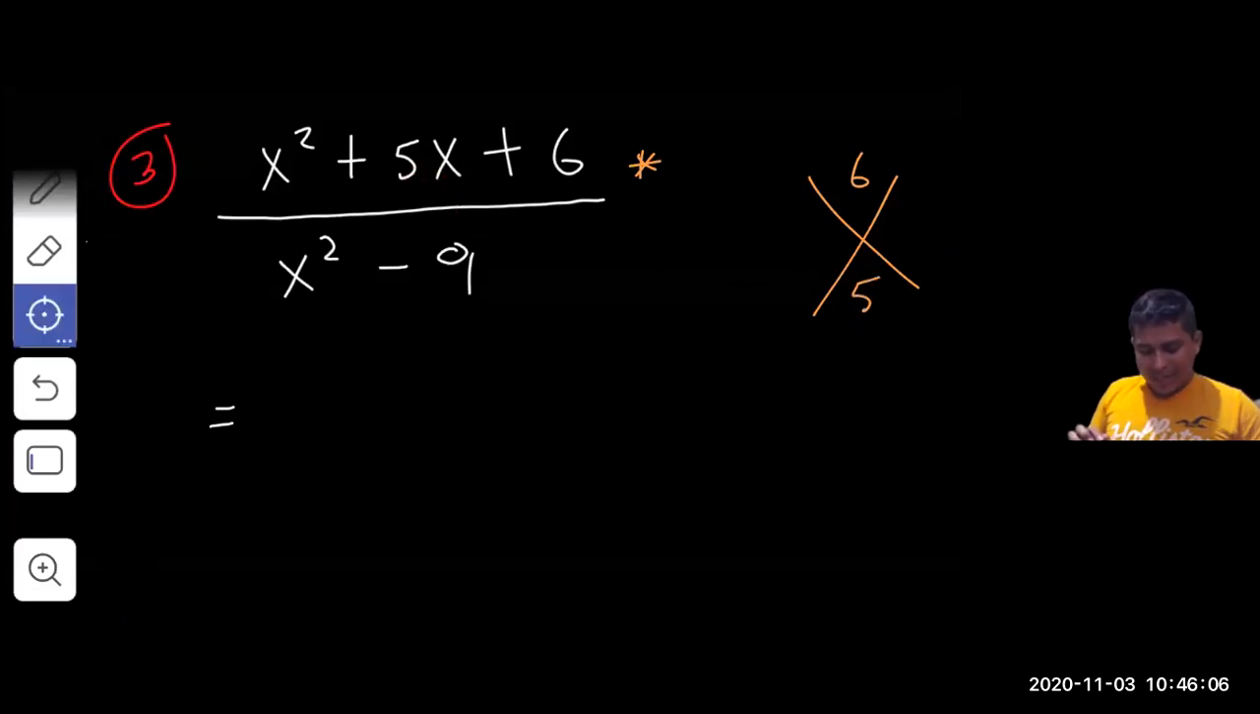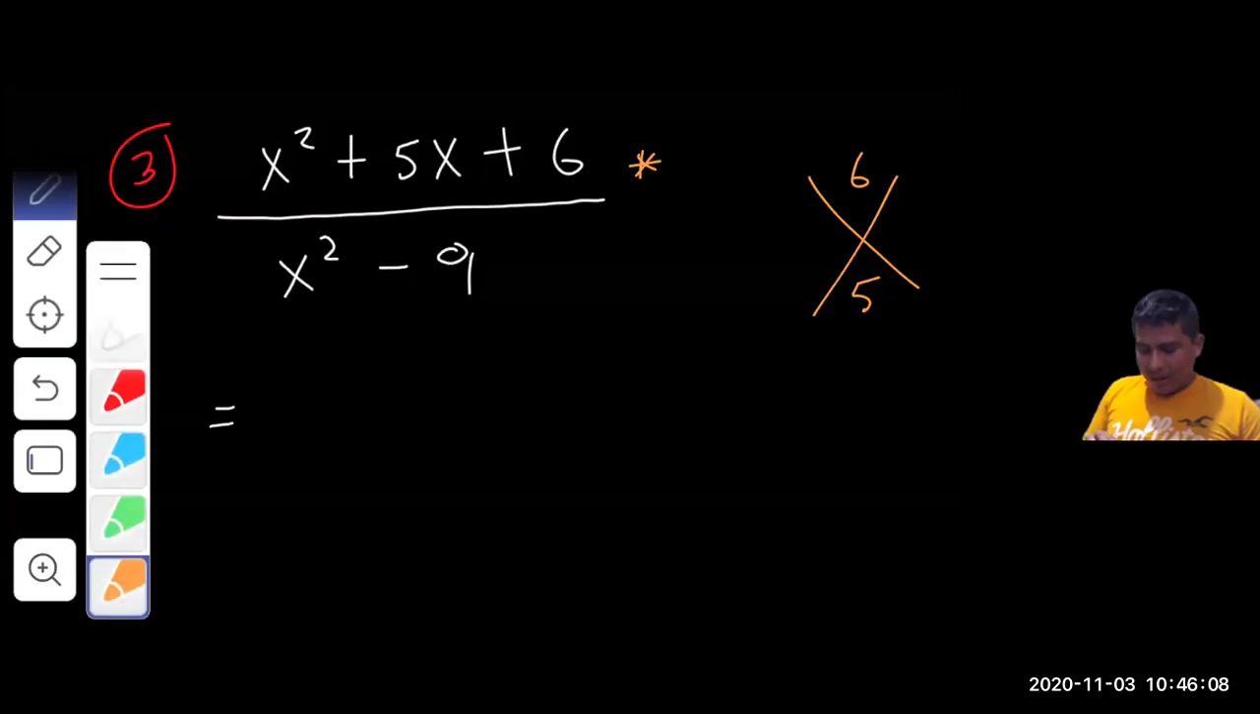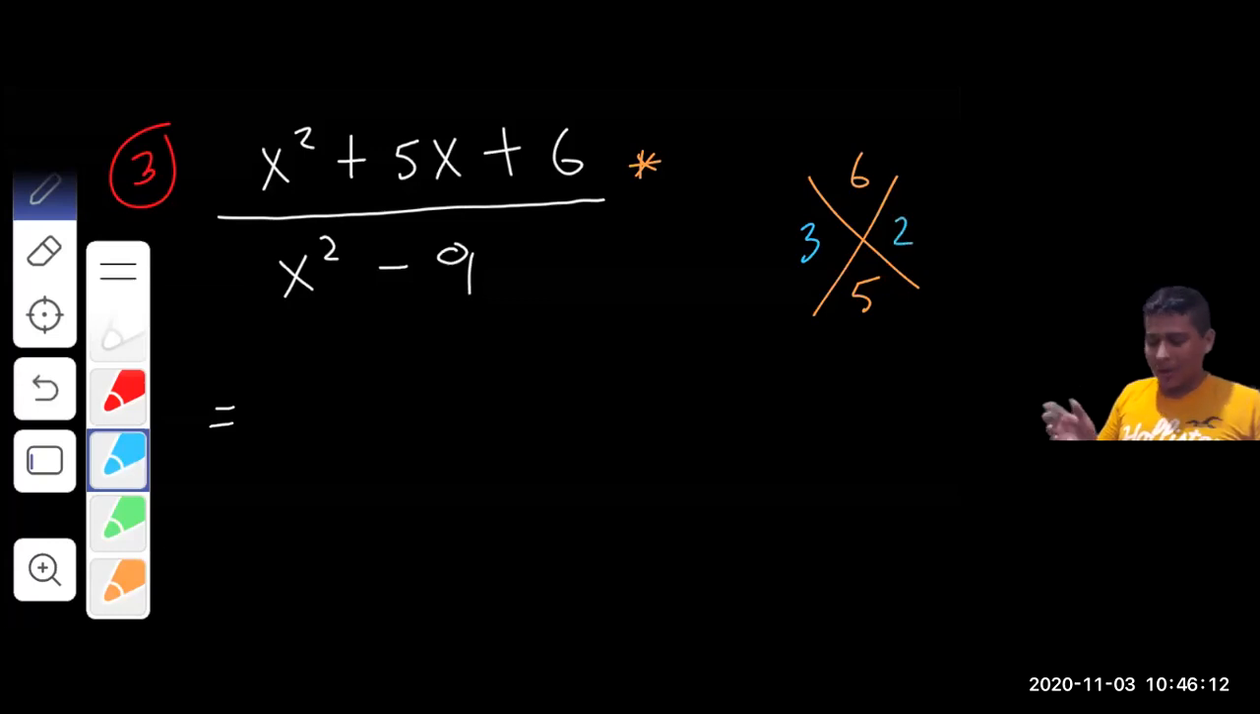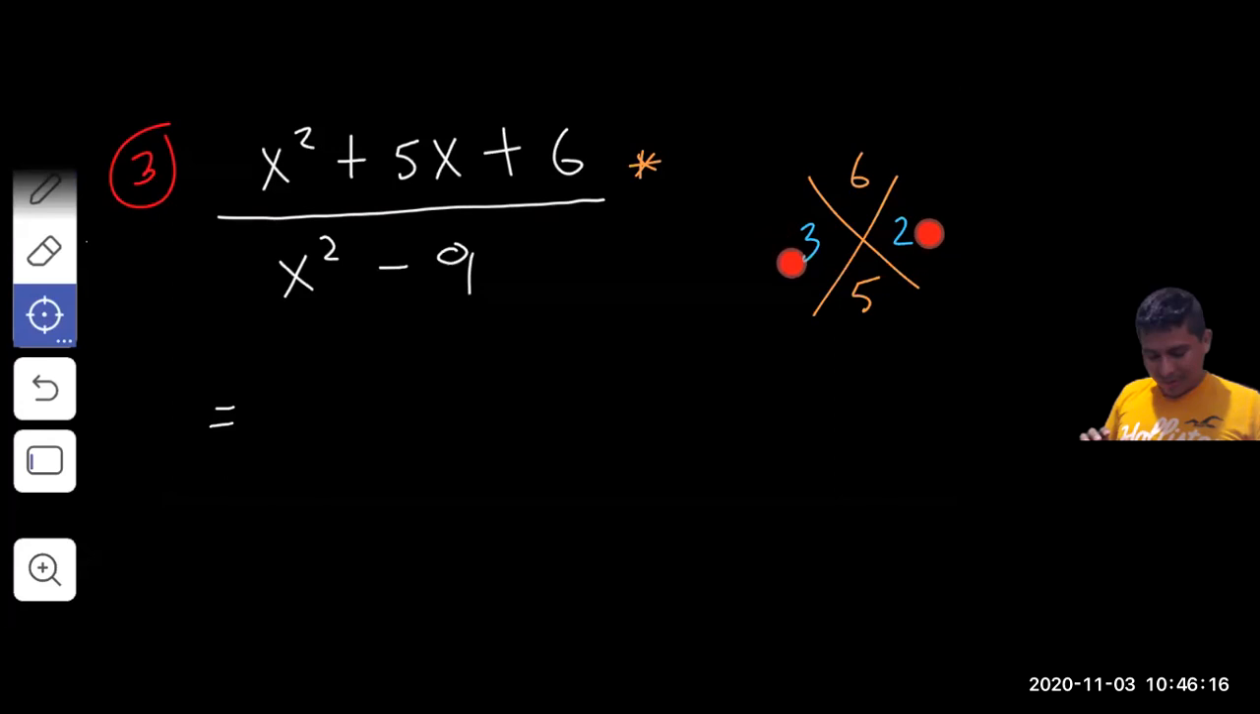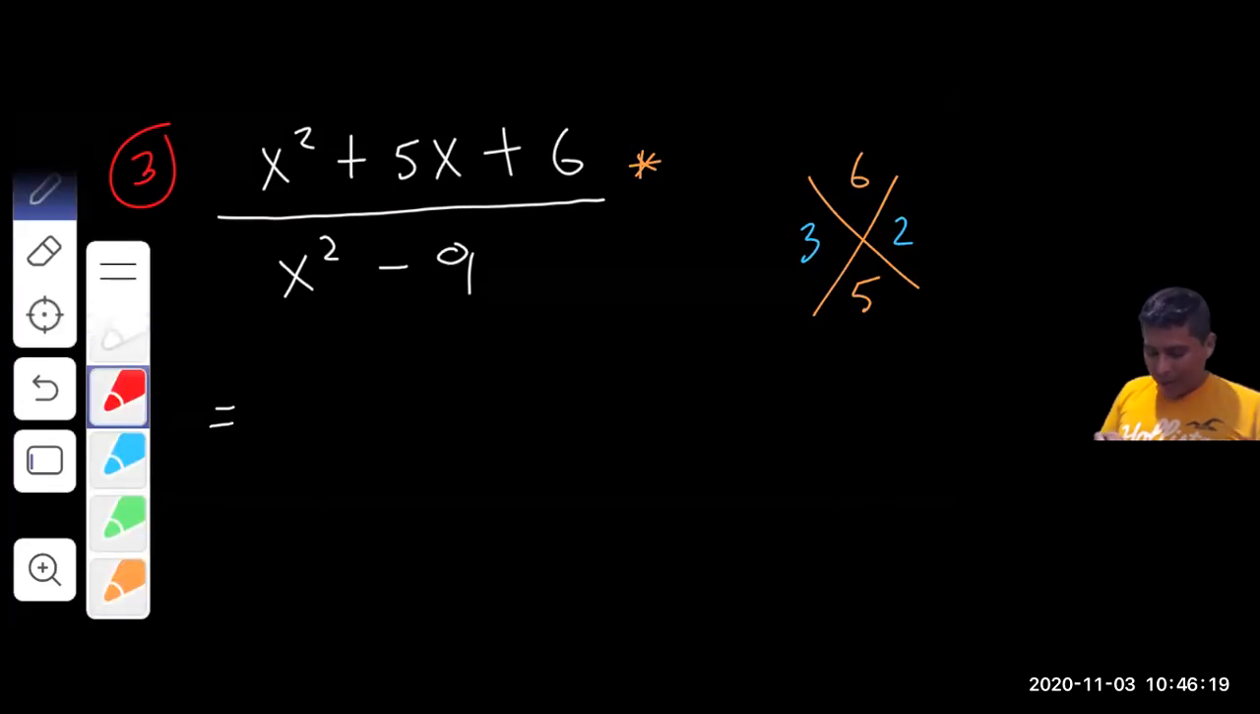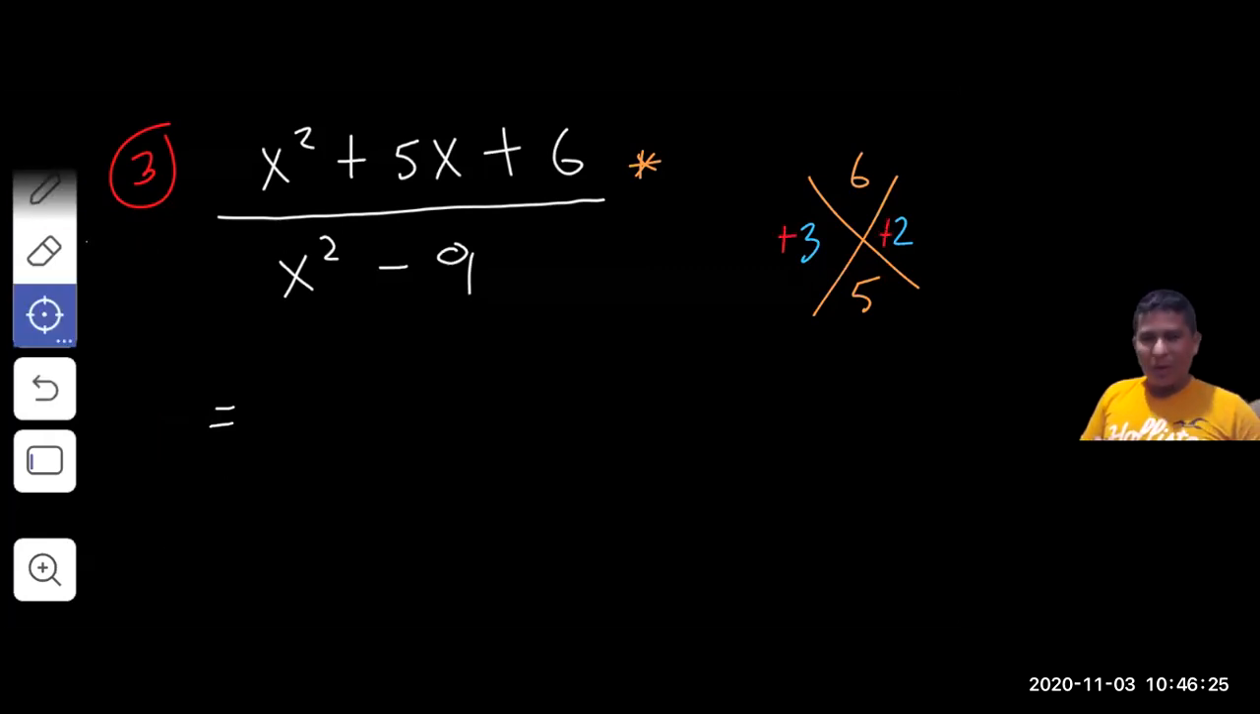How can I factor 6, guys? Two numbers that I multiply and get 6? 3 and 2, and 6 times 1, but 6 times 1 is not going to work. Okay, using 3 and 2, guys, can I get 5? Yes. Positive 3 and positive 2 give me positive 5. Excellent. Okay, we just factored that out.